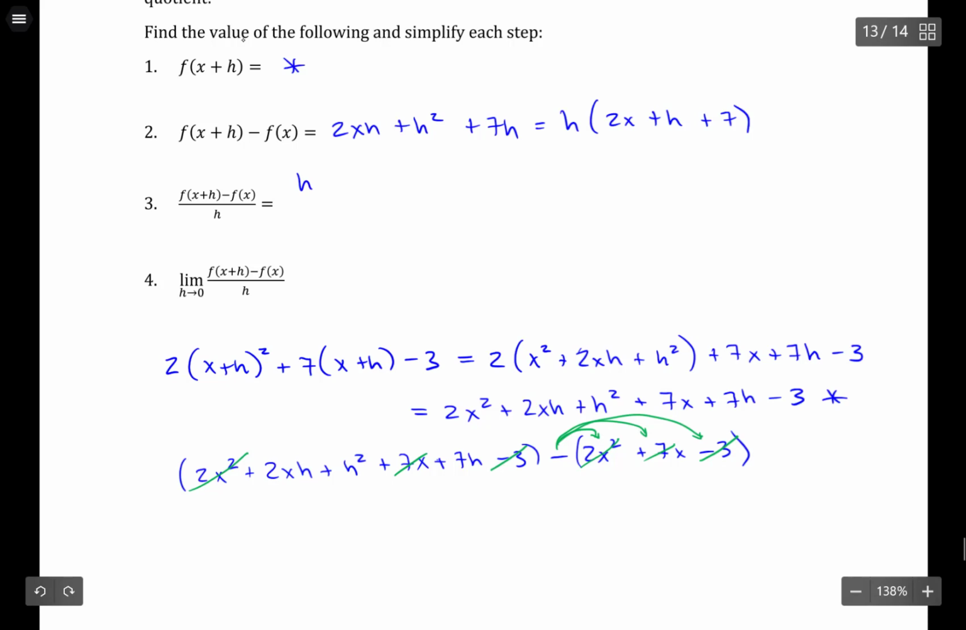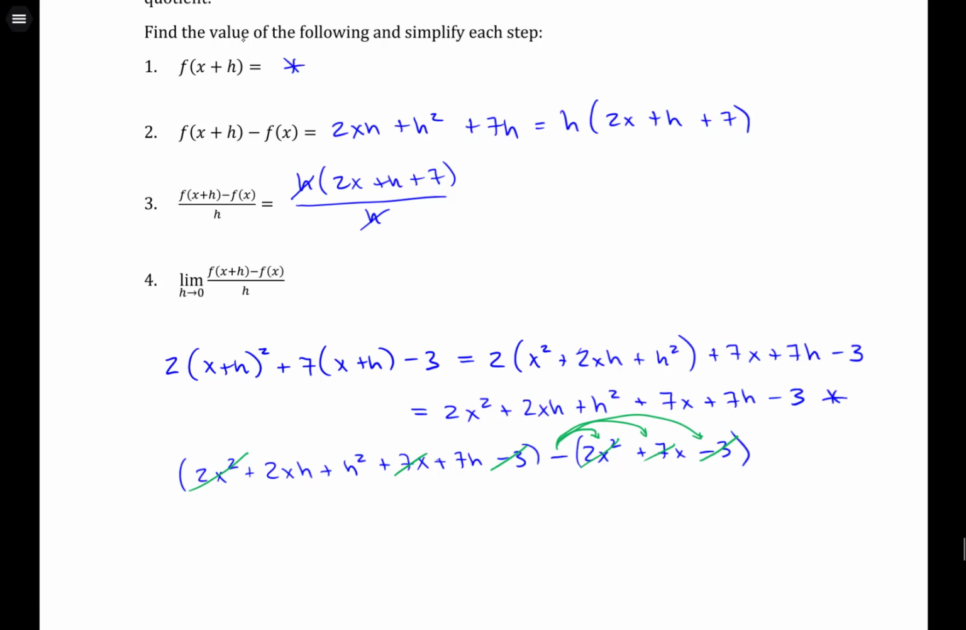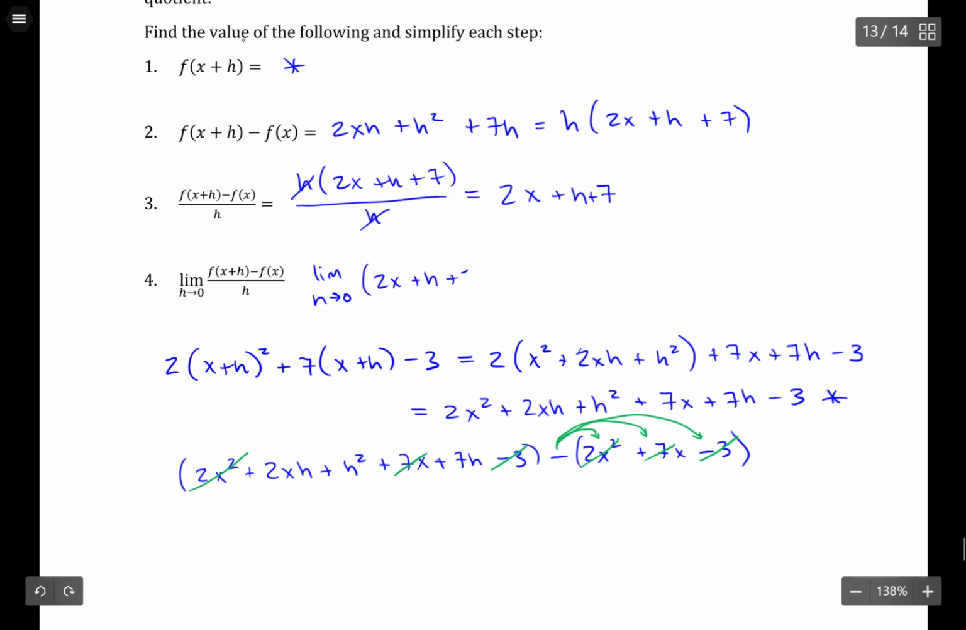Now I'm going to take that result and divide by h. And what happens here is this h in the numerator cancels out, leaving me just 2x plus h plus 7. And when I take the limit as h goes to 0 of this, h goes to 0, leaving me just the terms 2x plus 7.